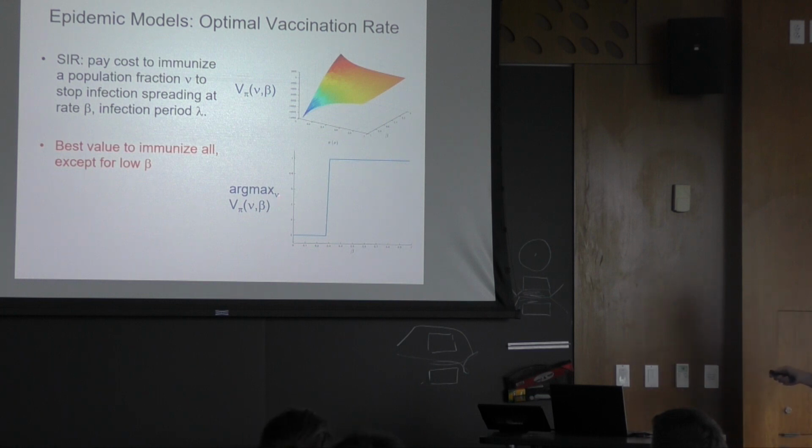What's the argmax over the immunization fraction subject to the infection rate beta, and you get this very simple result that's very explainable if you know SIR models. SIR models have this thing called the epidemic threshold. If the infection rate's below some level, the infection just dies out. If the infection rate's above some level, you have an epidemic. That's why it's called the epidemic threshold.